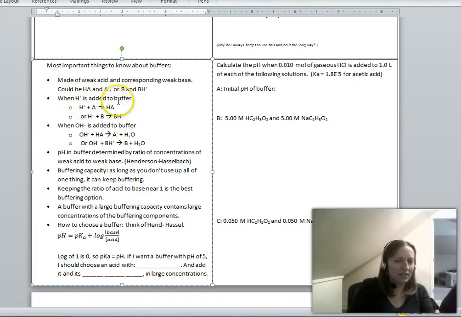When H plus is added to your buffer system, it reacts with your base and forms more acid. If your buffer system is the B version, it reacts with your base and forms more acid. When hydroxide is added to your buffer system, it reacts with the acid. We talked about this up here.